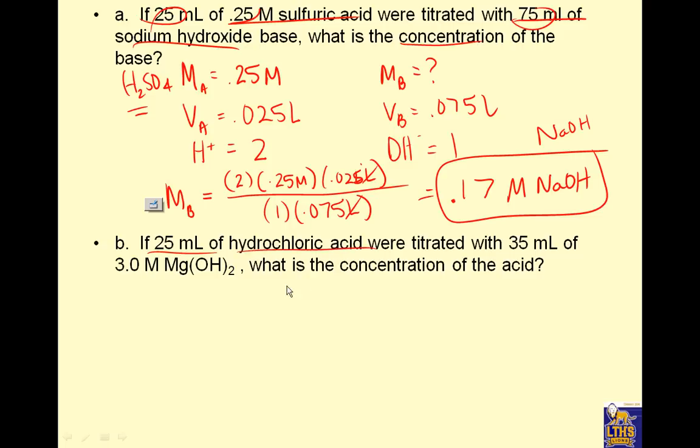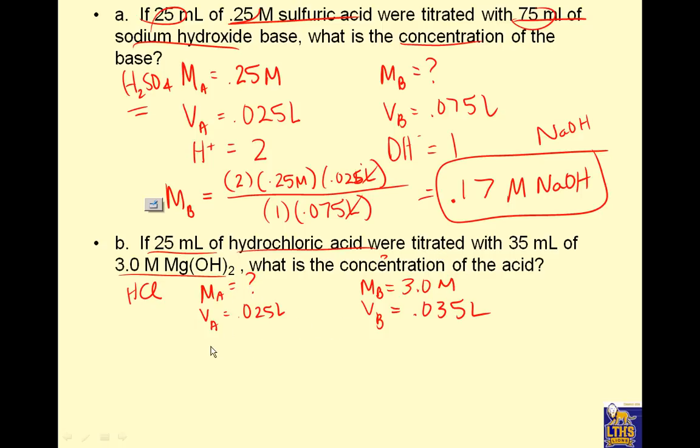All right, let's try it again. 25 milliliters of HCl. Volume of acid is 0.025 liters. Volume of base, 0.035 liters. I'm just trying to sort out the info. Molarity of the base, 3.0 molar. So molarity of the acid, that's what we're looking for. H plus: HCl has 1 H, so 1. OH minus, 2. Okay, so now we have to solve for Ma.